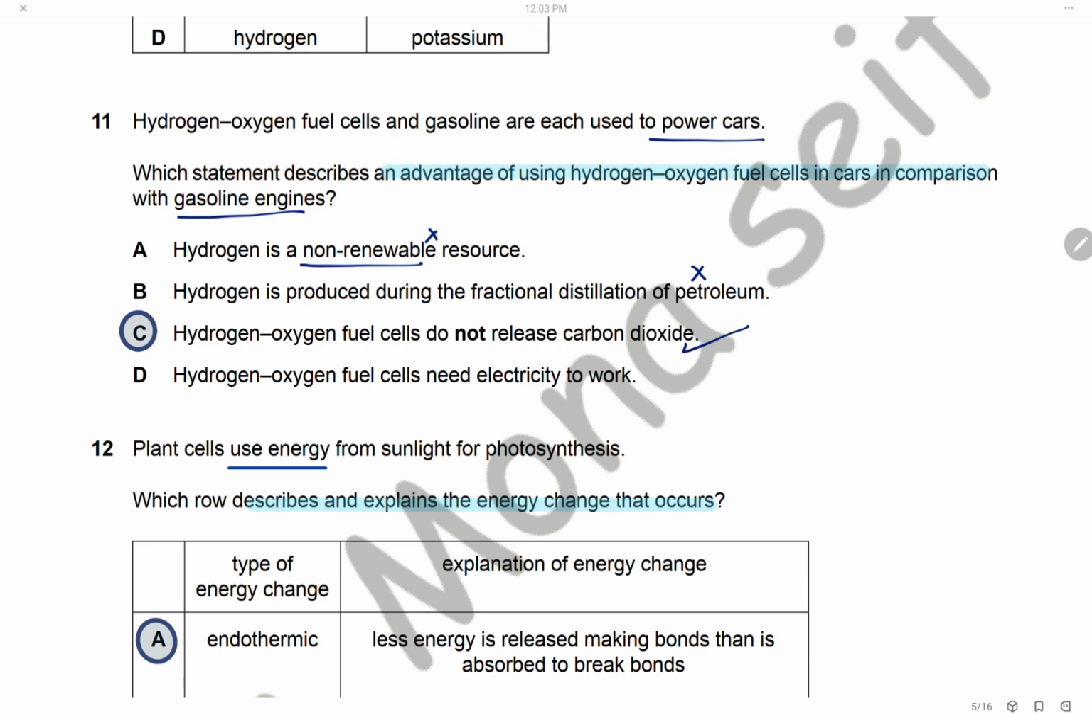Hydrogen oxygen fuel cell doesn't release carbon dioxide, and this is the advantage of the hydrogen fuel cell. It doesn't release carbon dioxide, so this will not affect the Earth's atmosphere or the Earth's climate as the gasoline fuel does by causing global warming. Hydrogen oxygen fuel cell needs electricity. No, it generates electricity, so the answer is C.